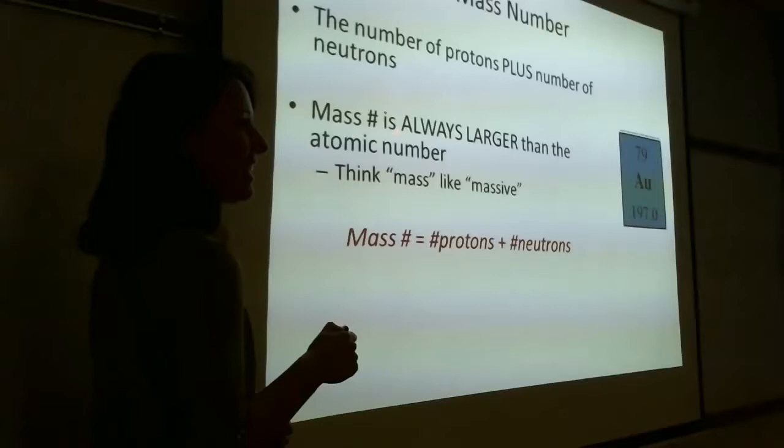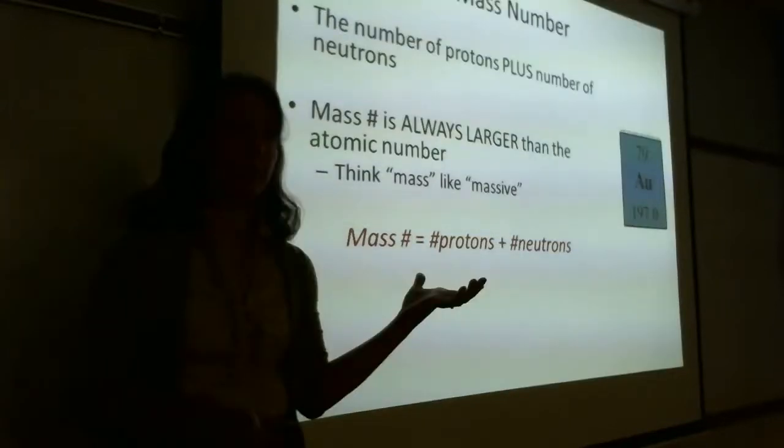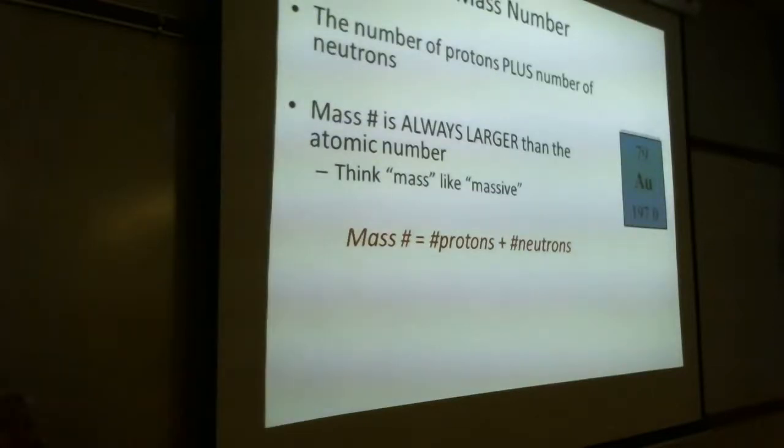Mass number, on the other hand, that number can be changed. Okay, we'll talk about that today. Mass number is a decimal. Excuse me. This number on your periodic table is a decimal. And mass number is always larger than atomic number. You can think massive, right? The word massive, big. So the mass number is larger than the atomic number. And mass number is protons plus number of neutrons.